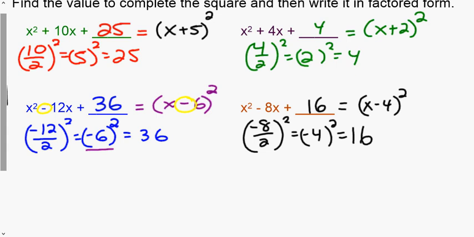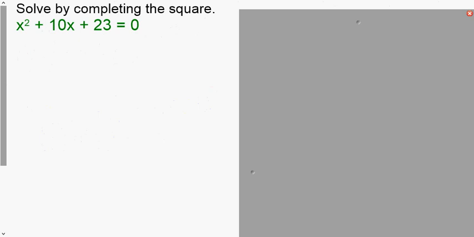The reason we do this is that part of solving by completing the square is we have to make a perfect square.